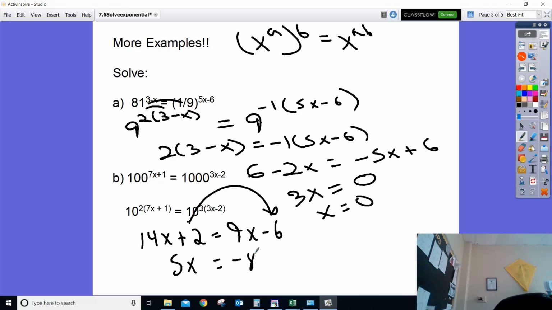Remember, you counteract addition with subtraction, kids. You're too old to be making that mistake anymore in your life. And the opposite of multiplication would be division.